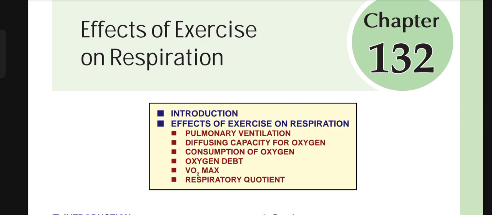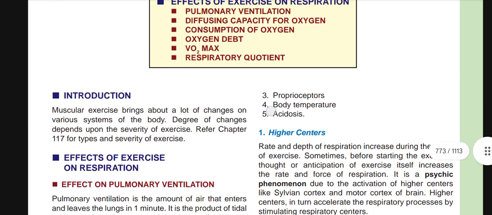Today we will introduce this part, and effects of exercise on respiration will be discussed, like pulmonary ventilation, diffusing capacity for oxygen, then consumption of oxygen, oxygen debt and VO2 max, then respiratory quotient. So let us introduce first. Muscular exercise brings about a lot of changes on various systems of the body. Degree of changes depends upon the severity of the exercise.